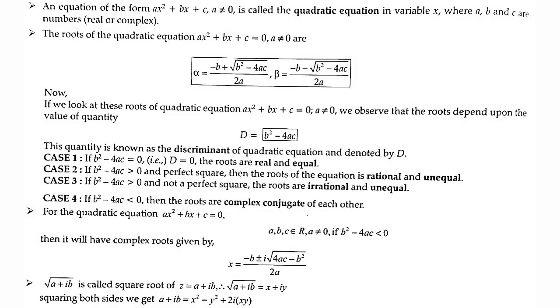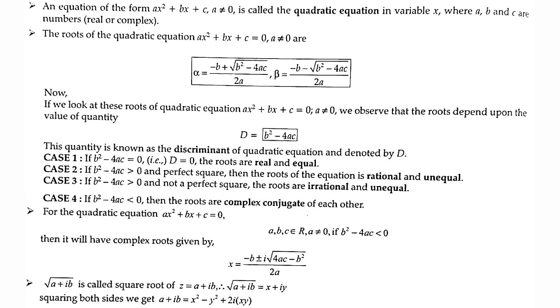Okay students, let us see a few important results on complex numbers. For any two real numbers a and b, an equation of the form ax square plus bx plus c is equal to 0, where a is not equal to 0, is called a quadratic equation in variable x, where a, b, c are real numbers or complex numbers.